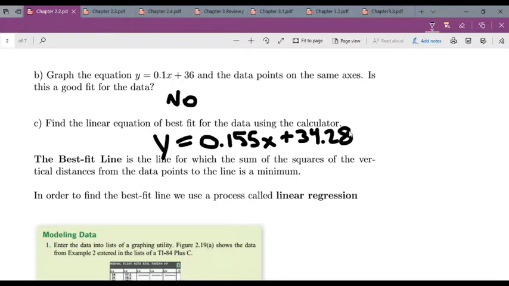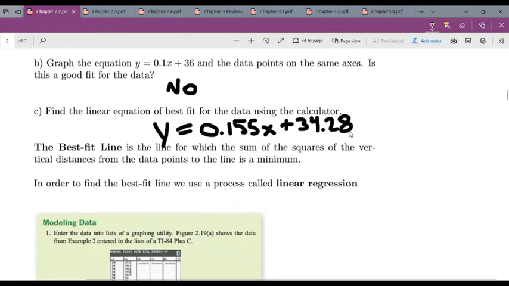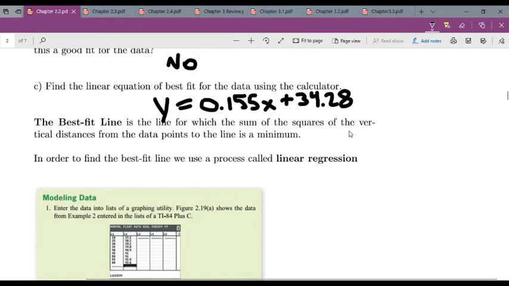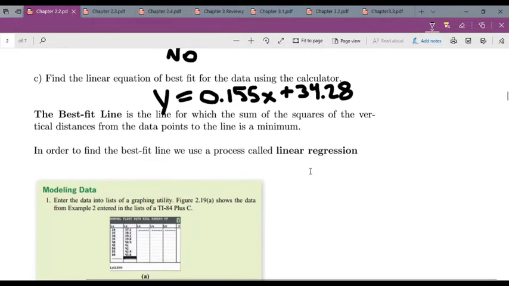Alright, so that's it. Now, the best fit line is the line for which the sum of squares of vertical distances from the data points to the line is a minimum. Now, we're not going to do that by hand, but the calculator does it all for you. We're not going to find the squares of each of the distances and make sure that it's a minimum by hand. That's not what this class is about. We're going to use technology in order to do that.